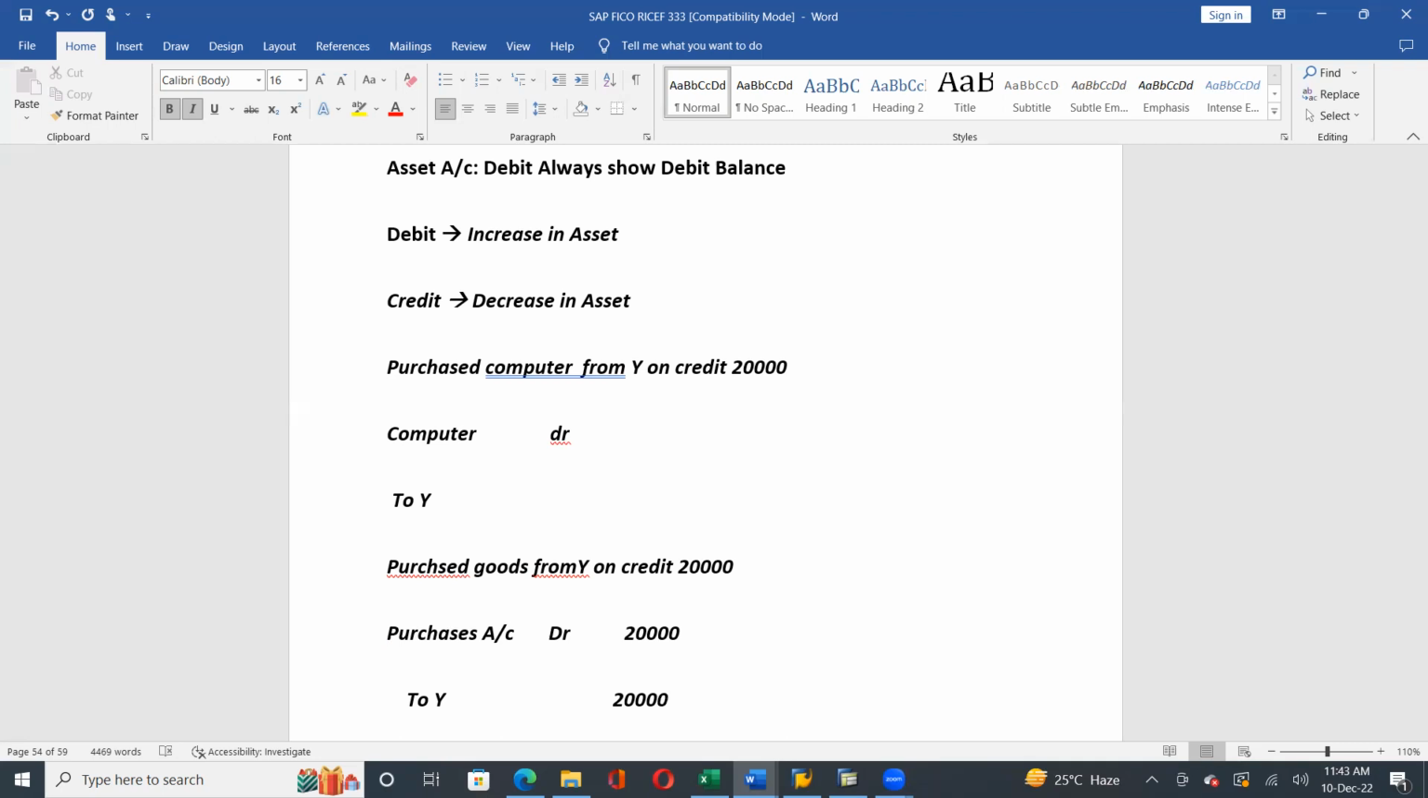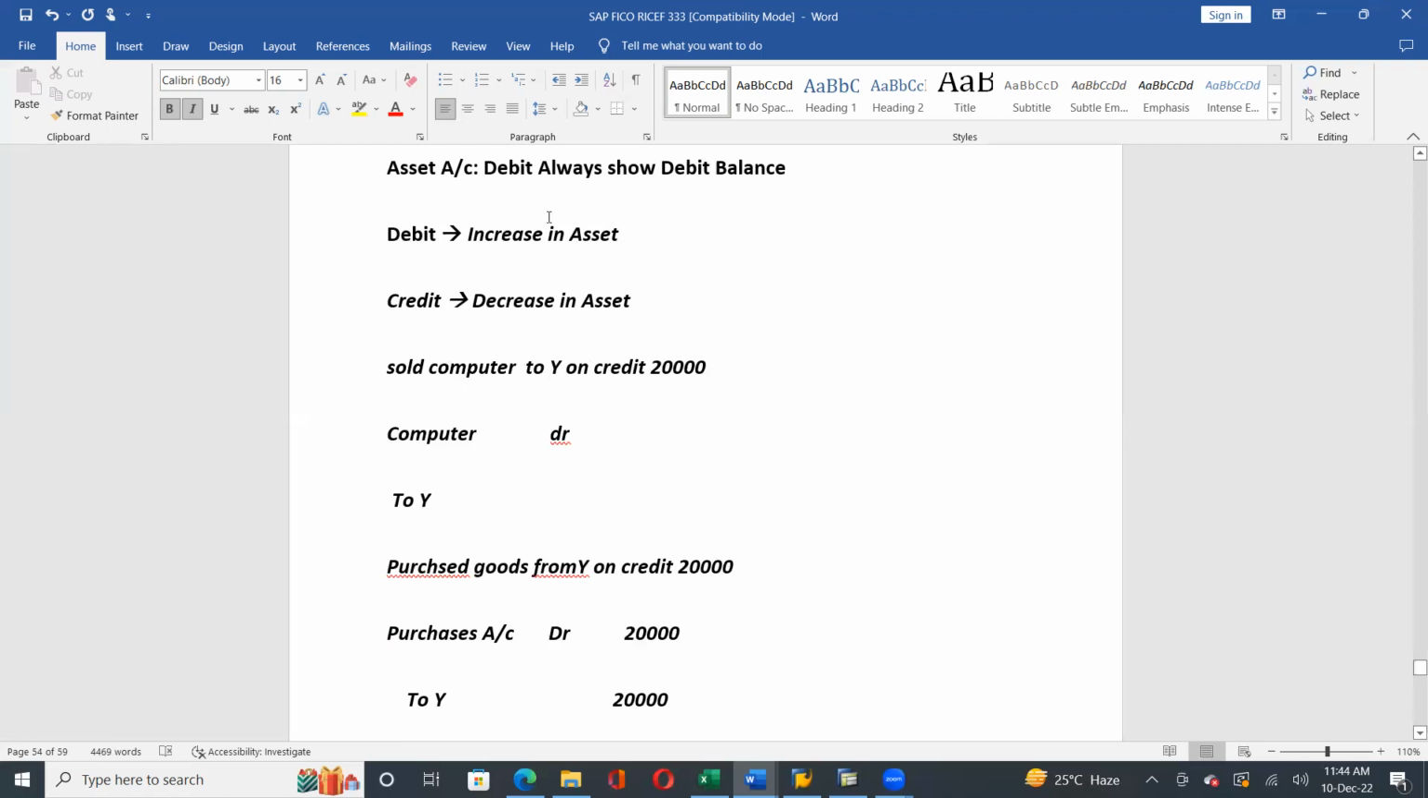So here, as I said, debit increase in asset, credit decrease in asset. I asked a question: purchased a computer or sold a computer to Y on credit. What is the entry? Y account debited to cash account? Where is the cash? I said credit. Okay.